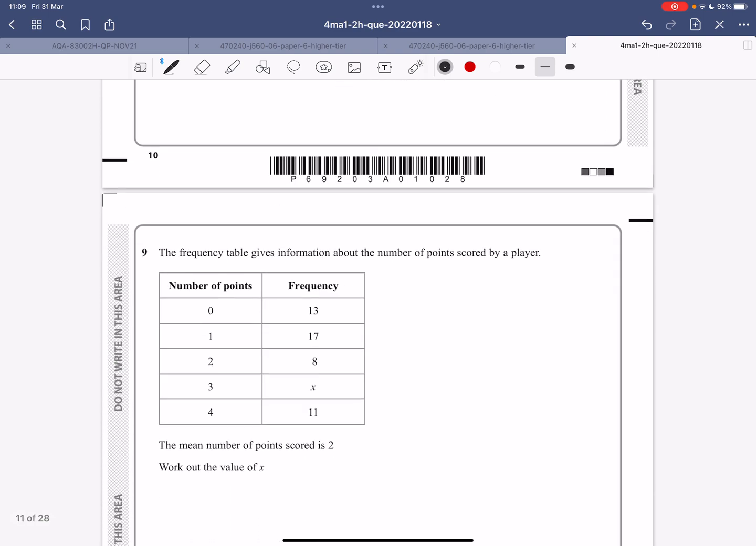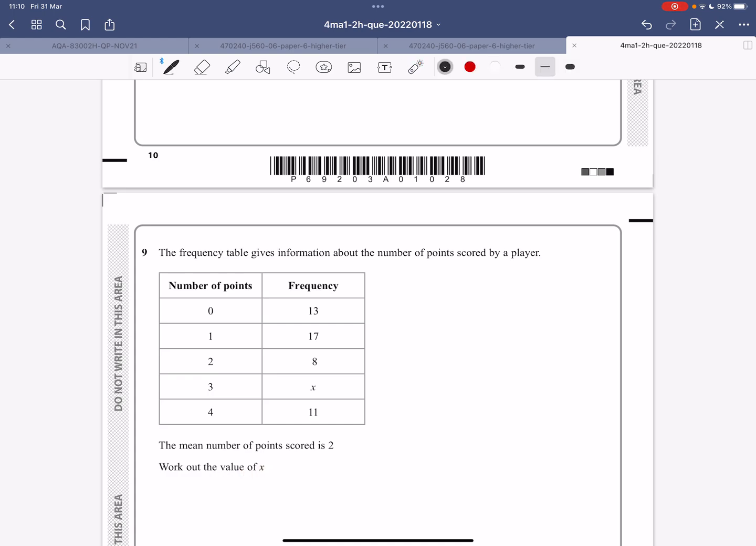Number 9. The frequency table gives information about the number of points scored by a player. Okay, so 0 points 13 times, 1 is 17, 2 happens 8 times, 3 is x times, and 4 is 11. The mean number of points is 2. Work out the value of x.